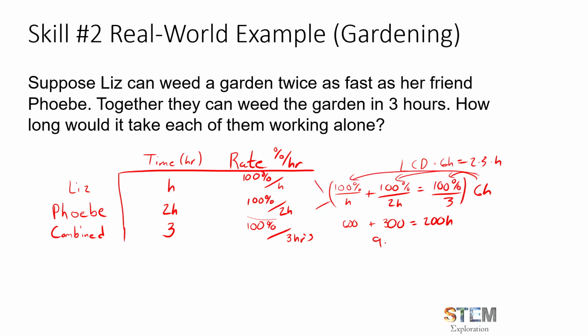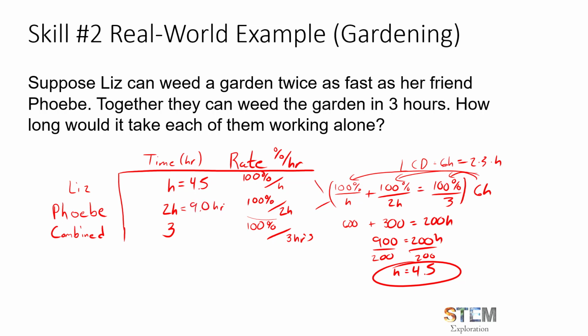So then we get 900 is equal to 200h, and we can find that h is equal to 4.5. And in this specific situation, the sweetness here is that we now know that it would take Phoebe 2 times h, so that would be 9.0.